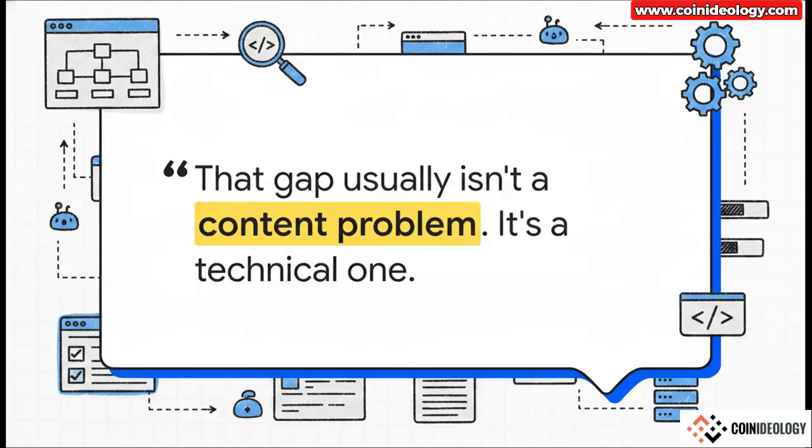Well, here's the crucial point. To quote the source directly, that gap usually isn't a content problem, it's a technical one. This is our hidden culprit. The issue is usually hiding right there in the parts of a website that human visitors never even see, but that search engines like Google crawl constantly. We're talking about dozens of smaller signals under the surface, like your site structure, indexing, internal linking, and page speed, that quietly cap how well even your absolute best content can rank.